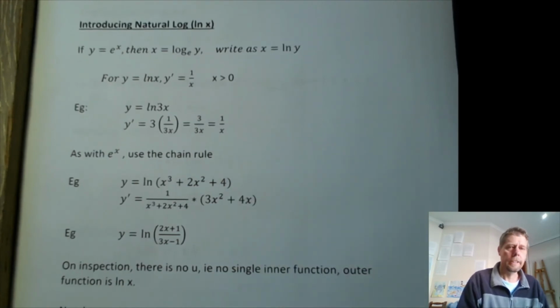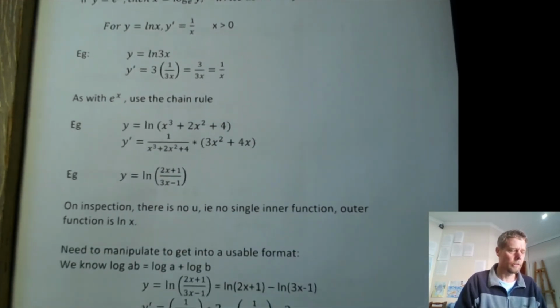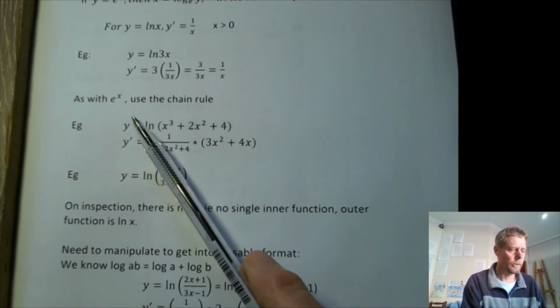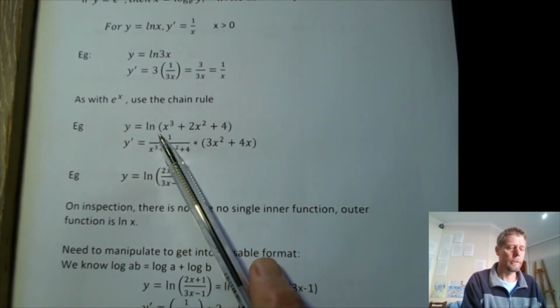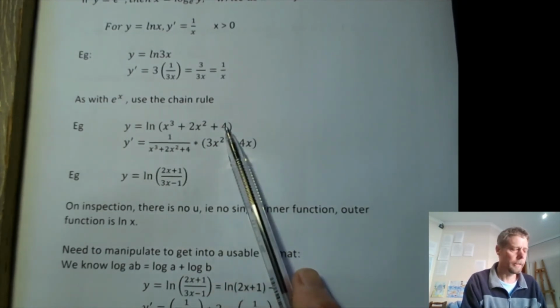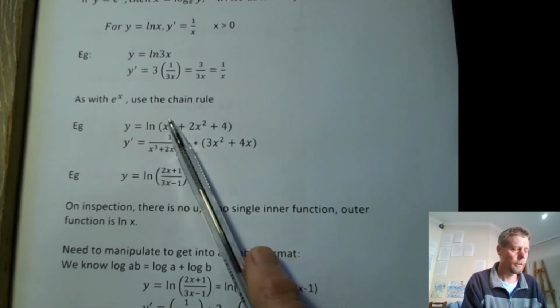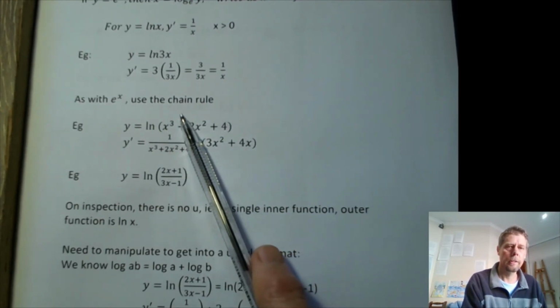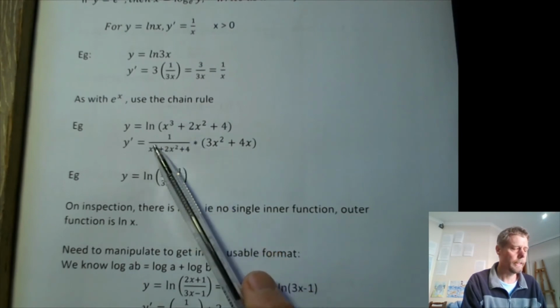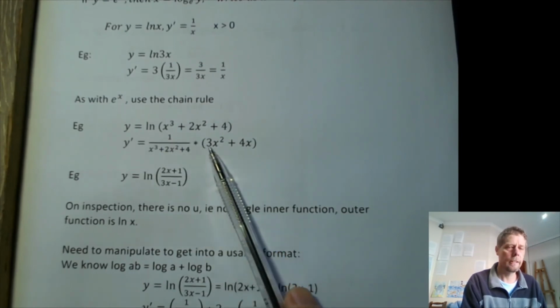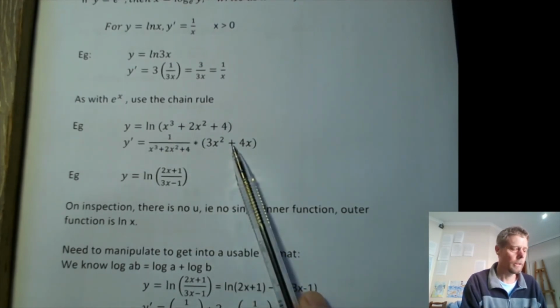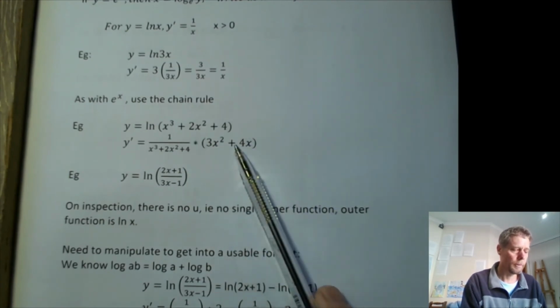So we see how with all these differentials one can use the chain rule. Here's another example. Y equals ln and this big polynomial here. So y dash, this big polynomial is my u. So I've got ln of u, y dash equals 1 over u times the differential of u. And that you can simplify, or actually one can't simplify that any further.